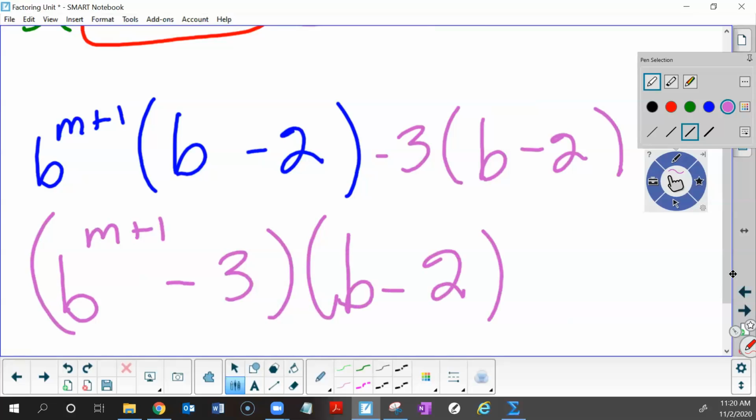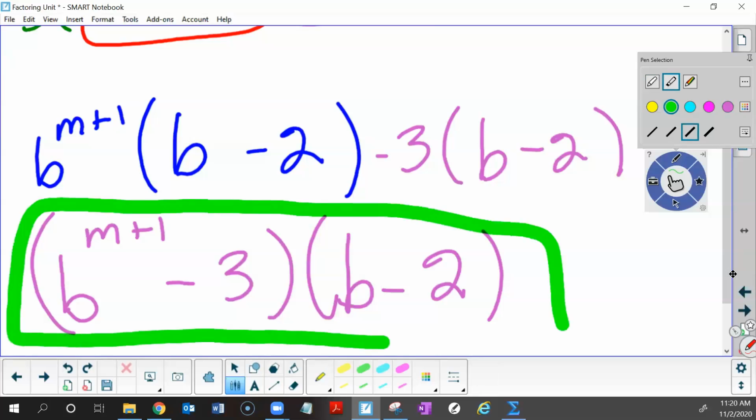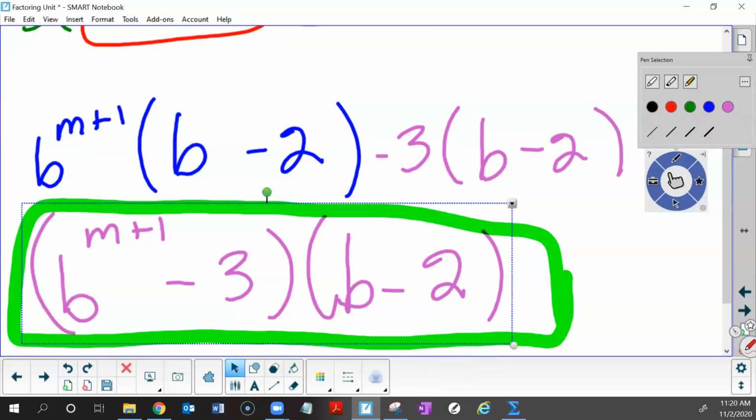Can I take any of those farther? Can I factor the first term? No. 3's prime. Not a cube, not a square. That's all we can do. So we're ready to box that in. The 3 that you factored out? Oh, that is so correct. I forgot about my GCF of 3, and that certainly is going to go there.